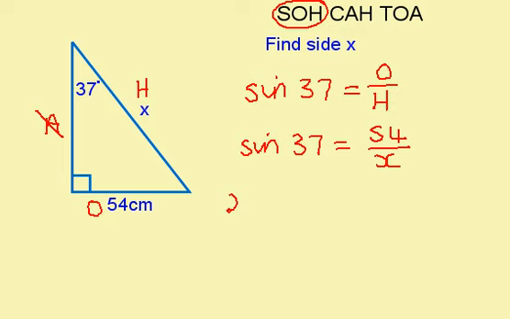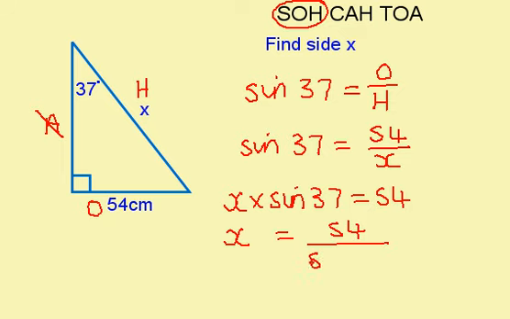If we multiply by X, we have X times sine 37 equals 54. And then to get X on its own, divide by sine 37. So we have X equals 54 divided by sine 37. Type this into your calculator to get the answer and you should get 89.7. Because X is a side, the units are centimetres.